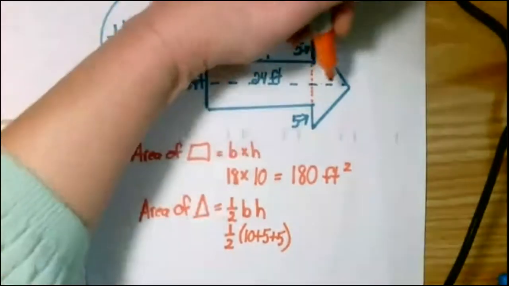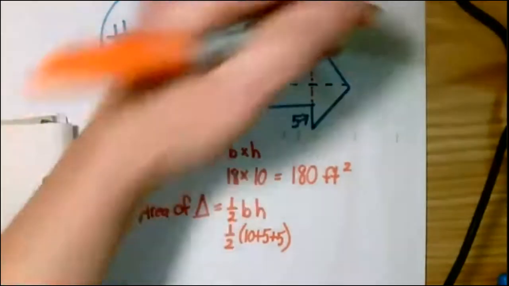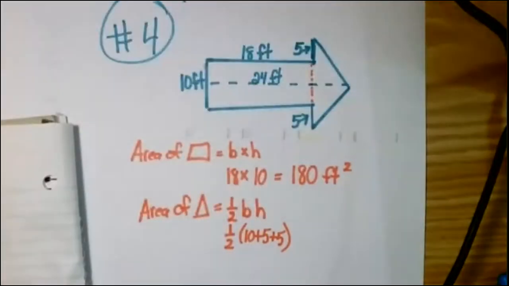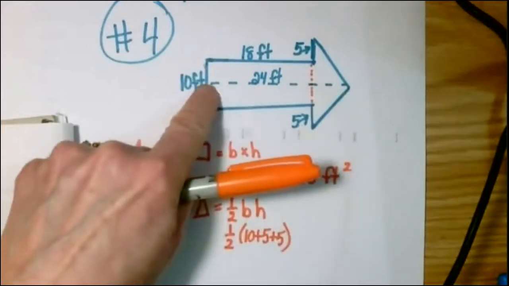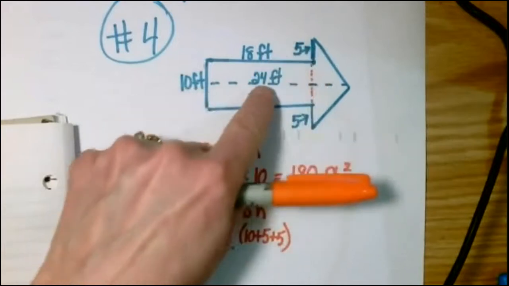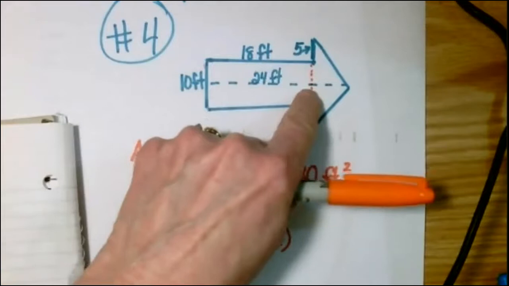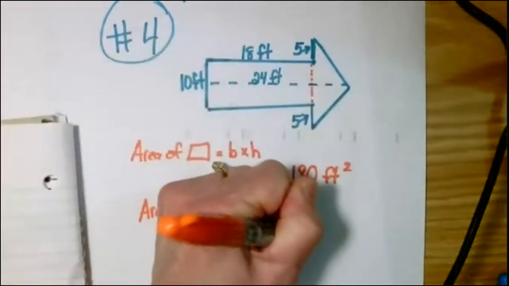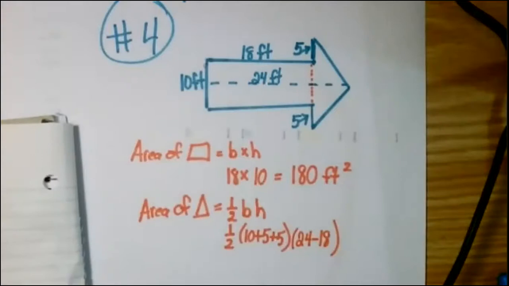And our height is this piece right here. So how are we going to figure out this piece? Well, we know the whole thing is 24 feet, and we know this part is 18 up to here. So if we subtract 24 minus 18, that'll give us the piece that's left. So 24 minus 18.